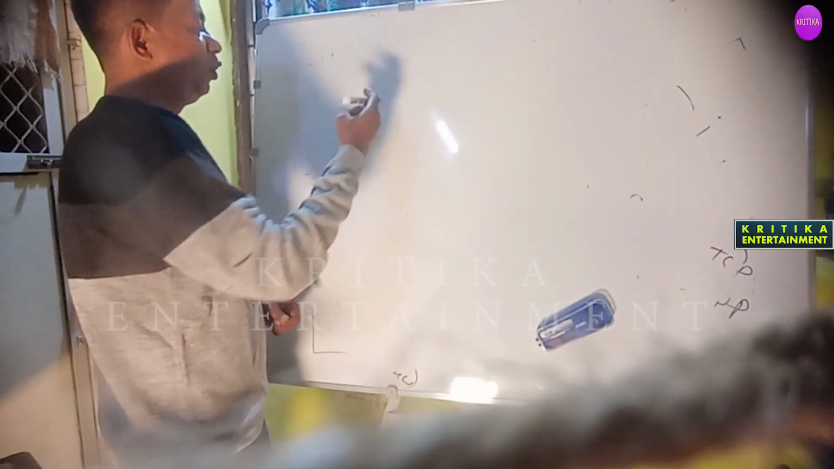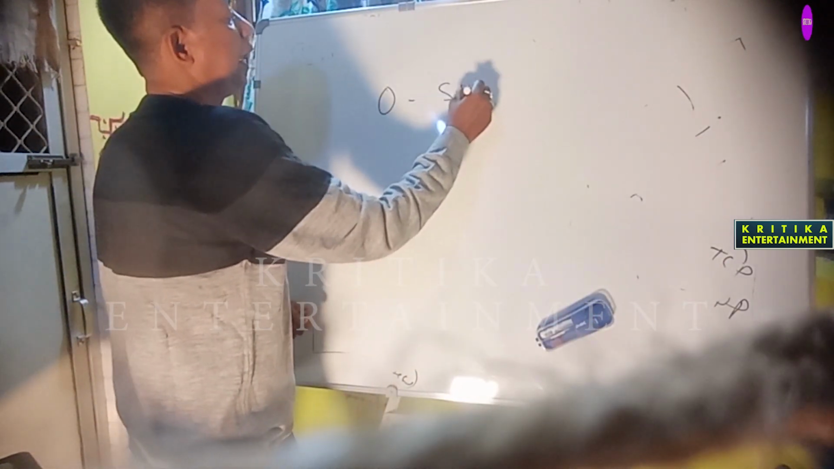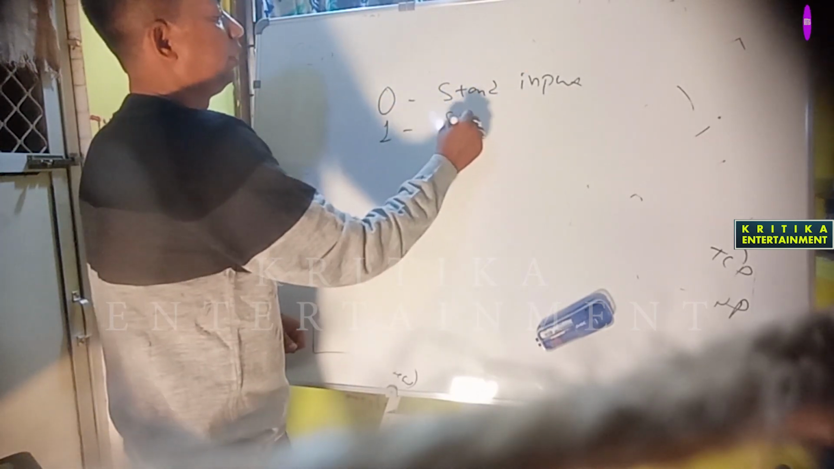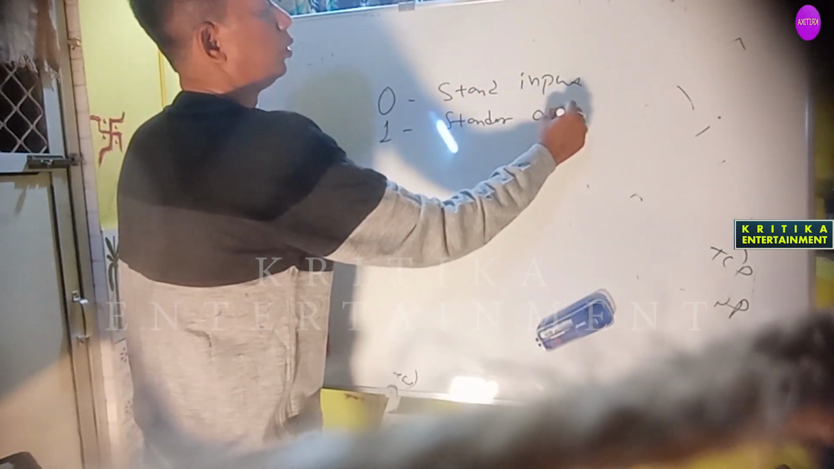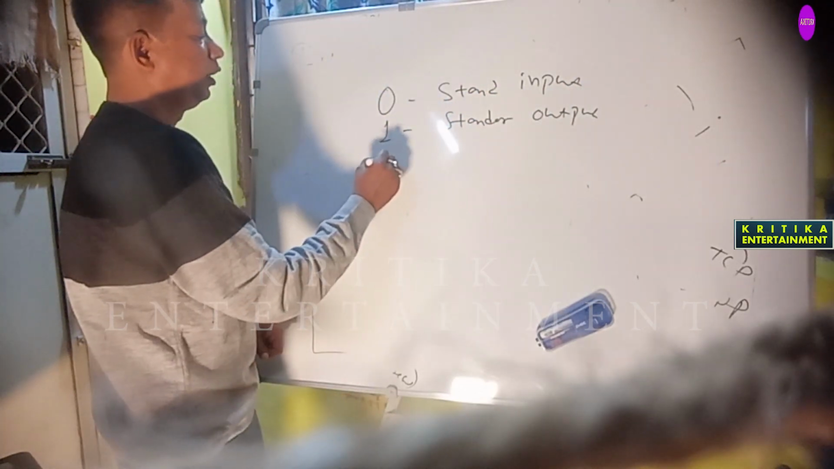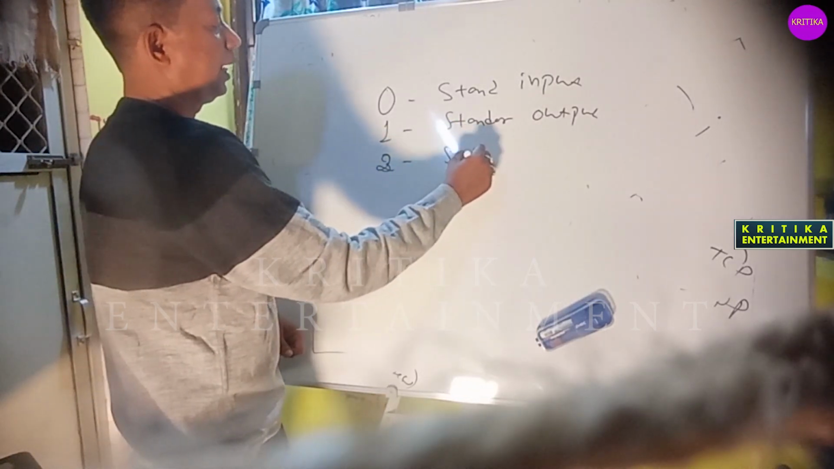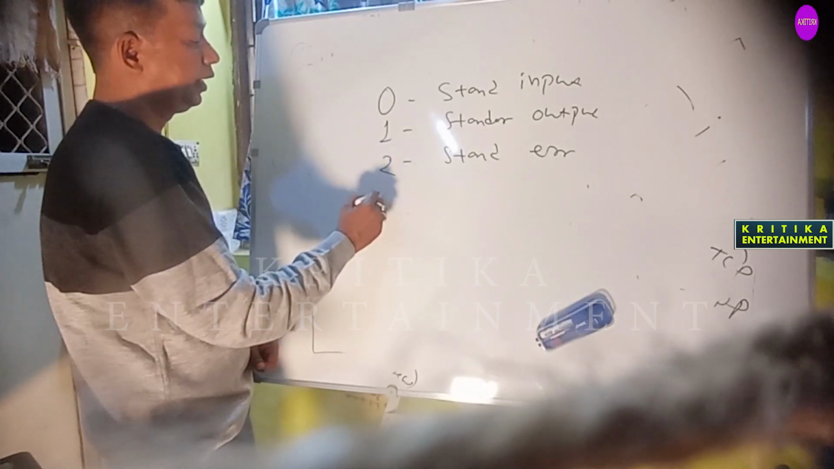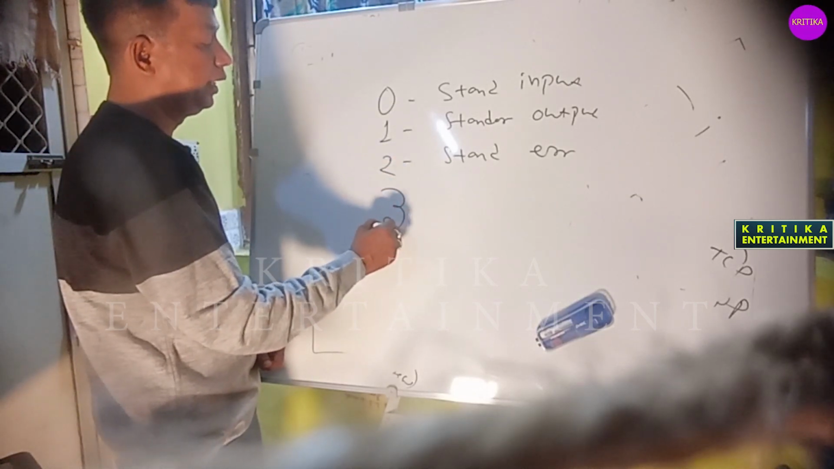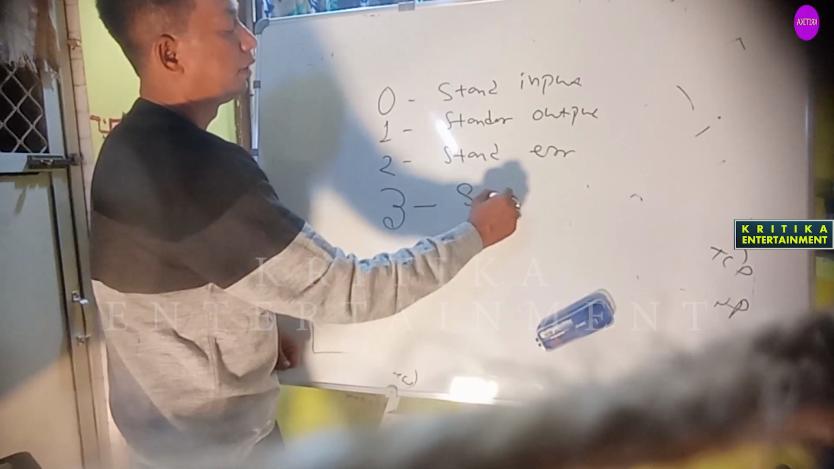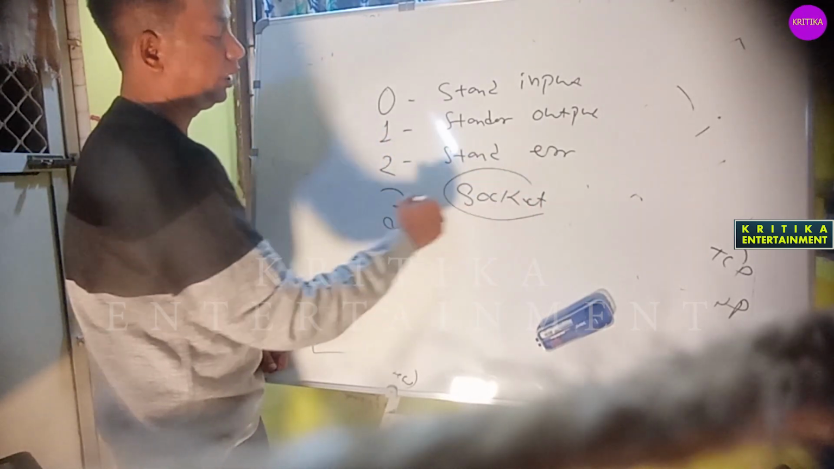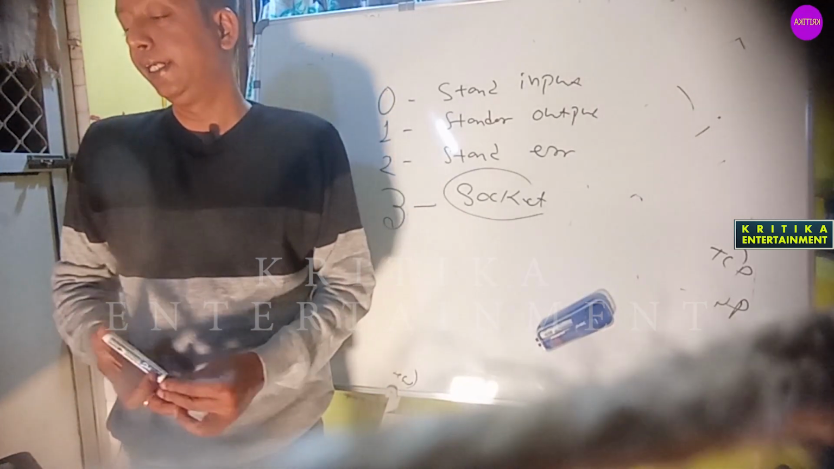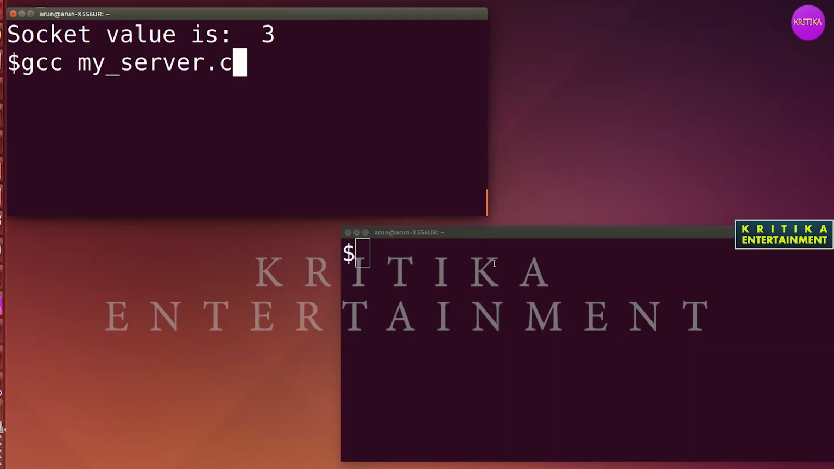The question is why it displays 3. First, 0 is for standard input, 1 for standard output, then 2 for standard error, and the last value found will be 3, which is allocated for the socket. So the value of the socket is 3. Then the next program will start again.